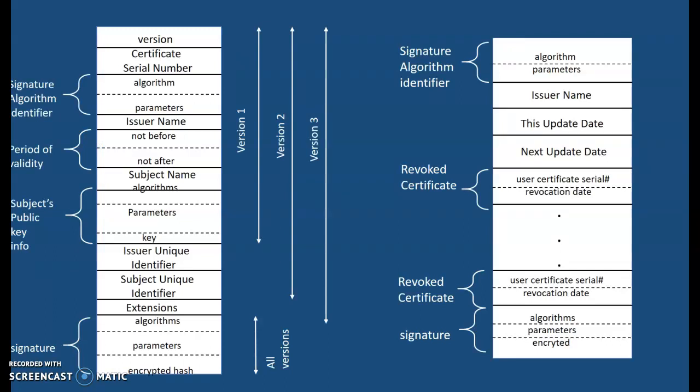Here are the version, certificate serial number, signature algorithm identifier, period of validity, not before, not after, and subject public key information, with the algorithm, parameters and key. Here is version 1. Version 2 adds the unique identifiers, and version 3 contains up to extensions. Any extensions are added here. Then all three versions.